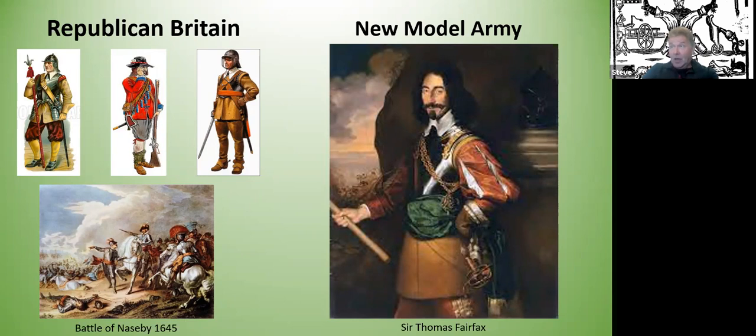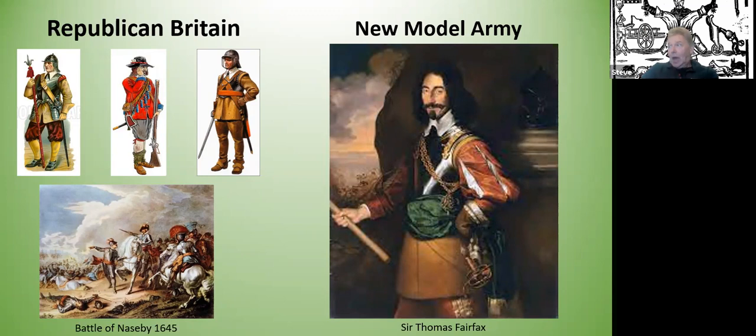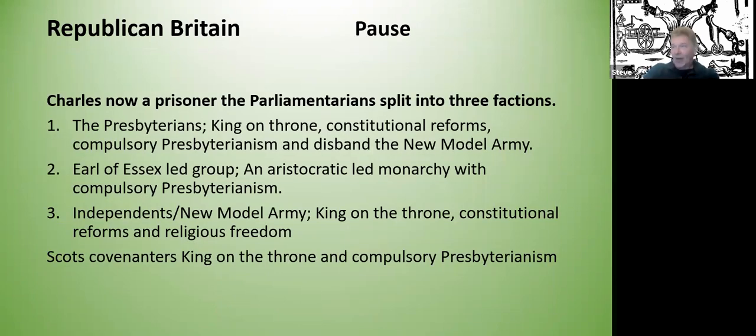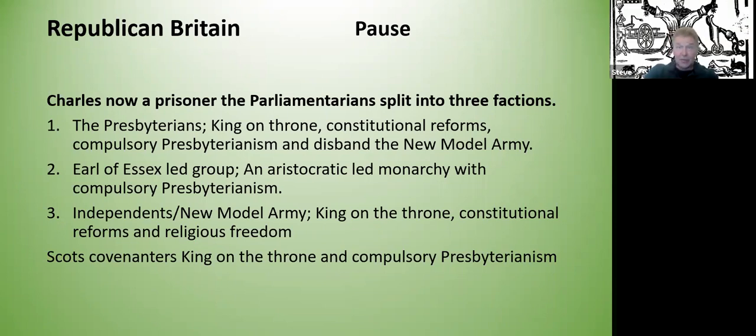But Charles still stubbornly refused to admit defeat, and it turned out he had been in negotiations with the Irish rebels, promising Catholic toleration. Now he began negotiating with the Scottish Covenanters, and Charles actually surrendered to the Scottish Covenanter army. So there's a pause in the fighting. Charles is now a prisoner of the parliamentarians, but they are now split into 3 factions.